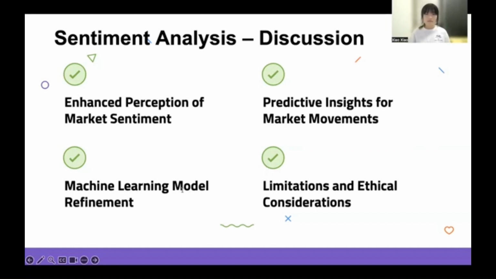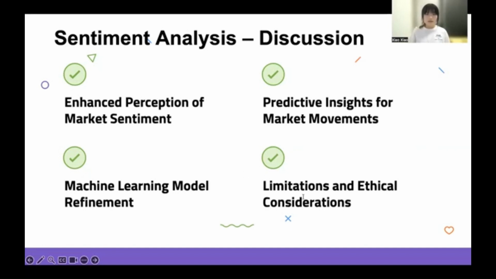The third is machine learning model refinement. Despite its high training accuracy, our LSTM model's performance drop on unseen data highlights the need for continuous refinement and validation to ensure robustness and reliability.